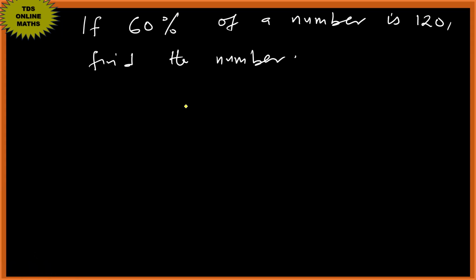Okay, let's look at this question. If 60% of a number is 120, find the number. Now pay attention well. So let's take it one by one. Now, 60% of a number. So let's assume we don't know the number. So let y be that. Okay. 60% of y. So of means multiplication, and equals sign, so it's 120.